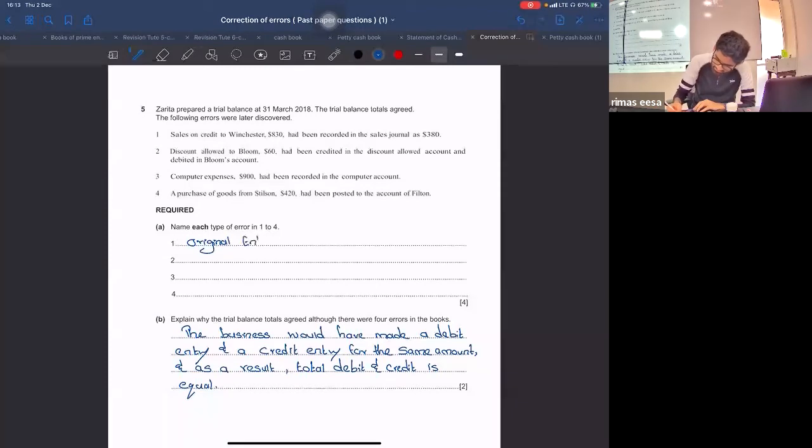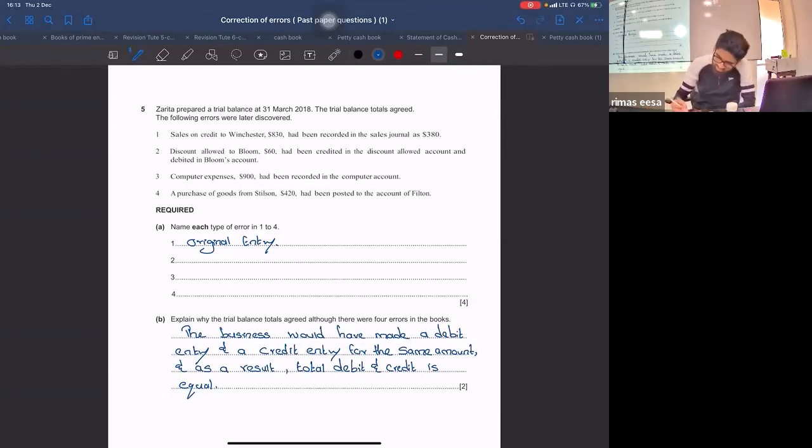Original entry. Error number 1 is original entry. Yeah? Can you read error number 2 and try to figure out the name of the error? Complete reversal. Correct. Discount allowed to Bloom had been credited in the discount allowed and debited to Bloom. Right?